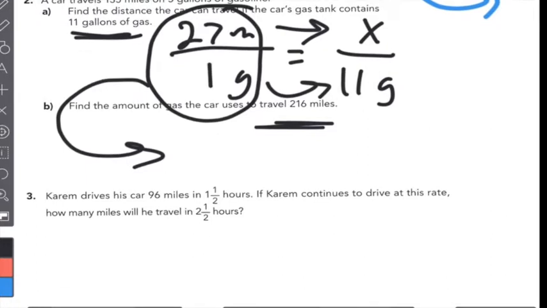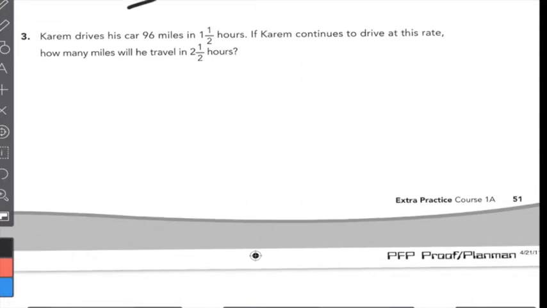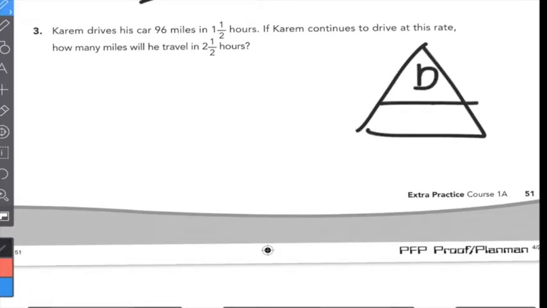Okay, next one. Let's move on. So this one is distance. Now I'm going to make our triangle. And our triangle looks like this. It's in your class notes. Distance, speed, time. And remember, speed is the rate. So you have to remember that's important. So Karem drives his car 96 miles in 1.5 hours. If he continues to drive at this rate, how many miles will he travel in 2.5 hours?